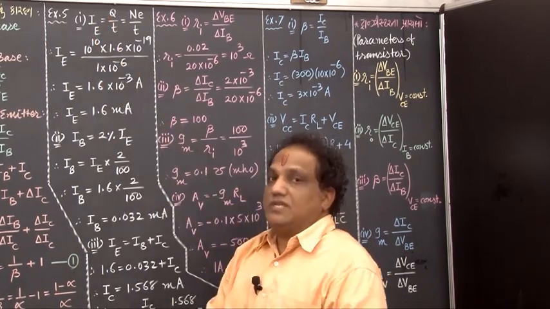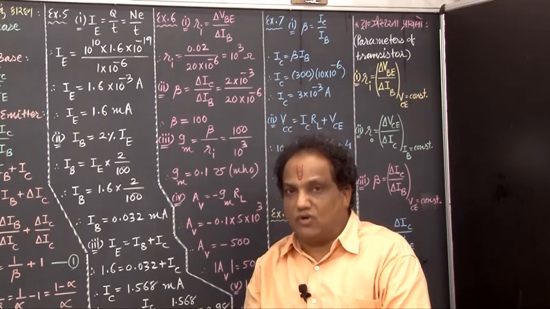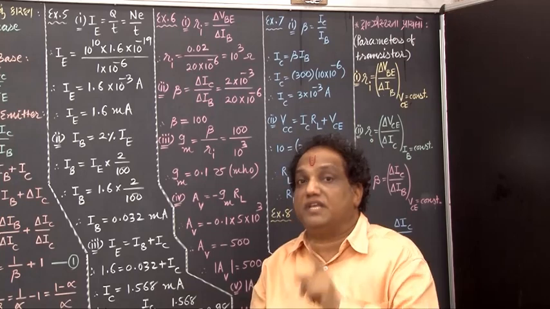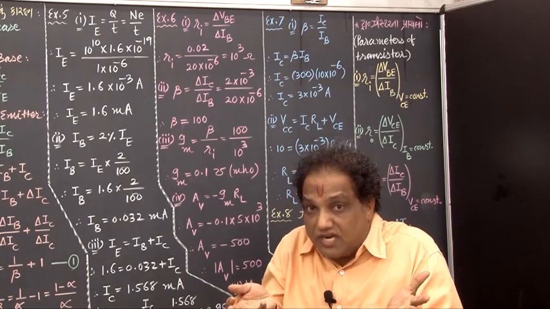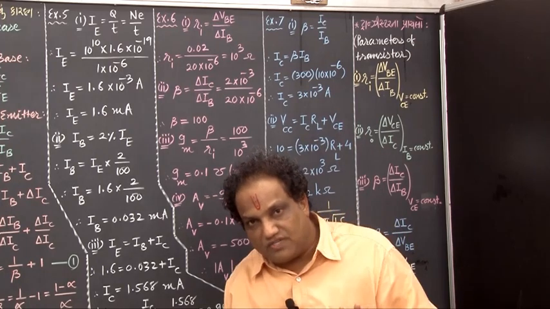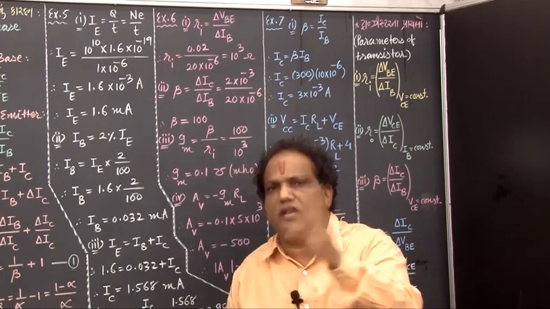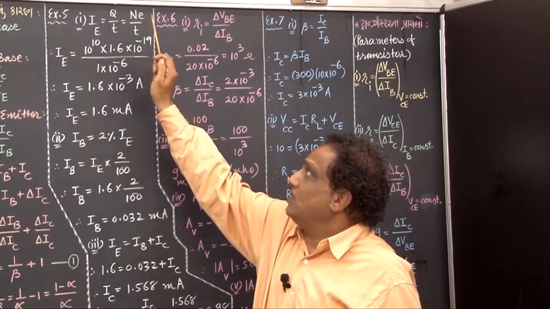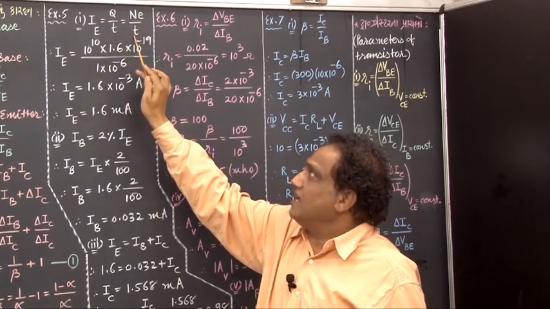Now suppose capital N number of electrons transfer from emitter into the base in T time. So what is the charge equivalent? For one electron, the magnitude of charge is small e. For n number of electrons, the charge will be n into e. So this charge is n into e, correct? Divided by this T as it is.